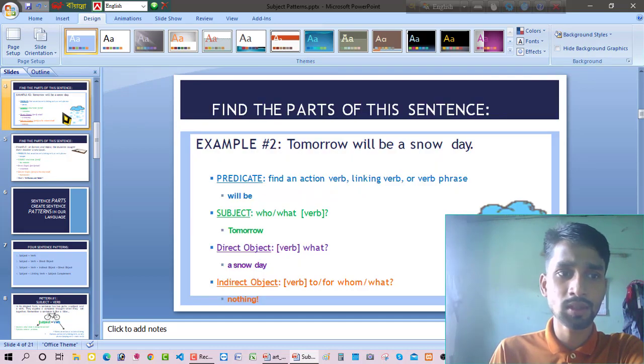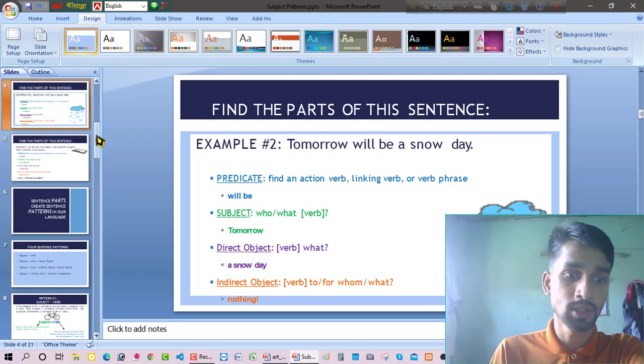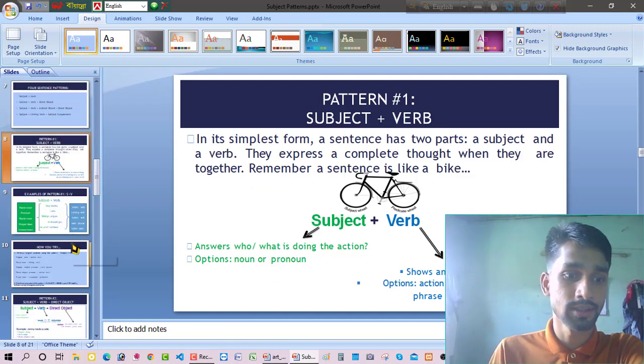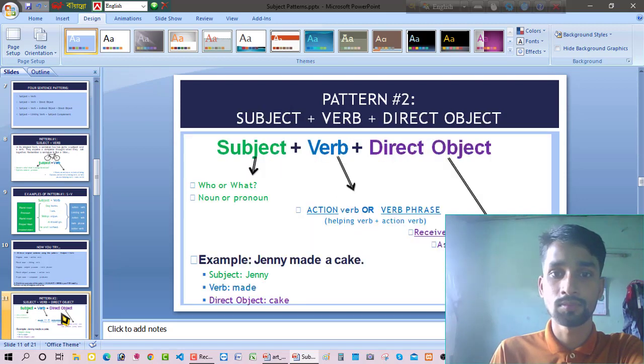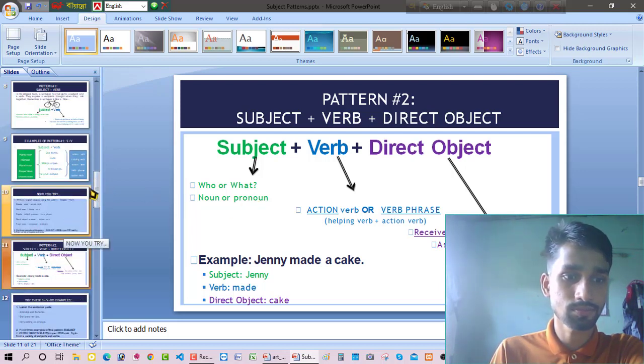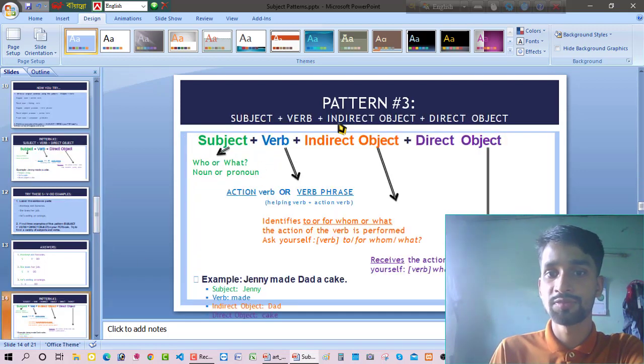You can see, find the parts of the sentence, how many parts of a sentence there are, and what they are called. Okay, then what is the relation between subject and verb. Then you can see that it's a very popular pattern of English sentence: subject, verb, and direct object. But in next you can see that subject, verb, indirect object, and direct object.